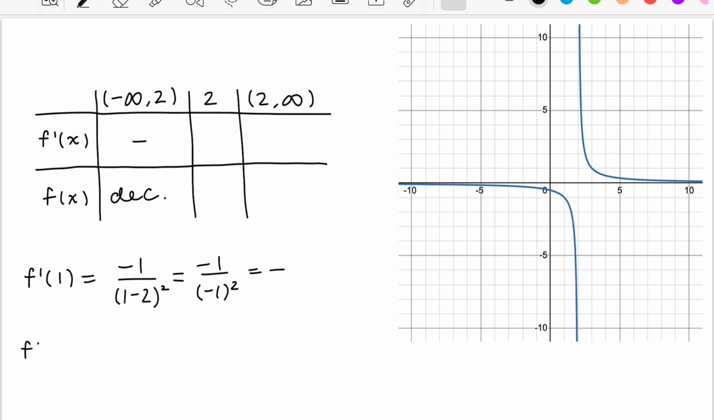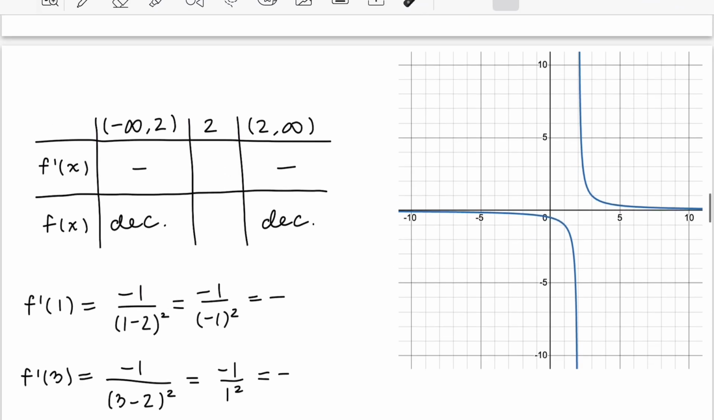Now picking another number in our interval 2 to infinity, I'll pick 3. Take -1 over 3 minus 2 squared. So we'll get -1 over 1 squared, and so we again get a negative number. So this tells us that our function is going to be decreasing for all values of x.